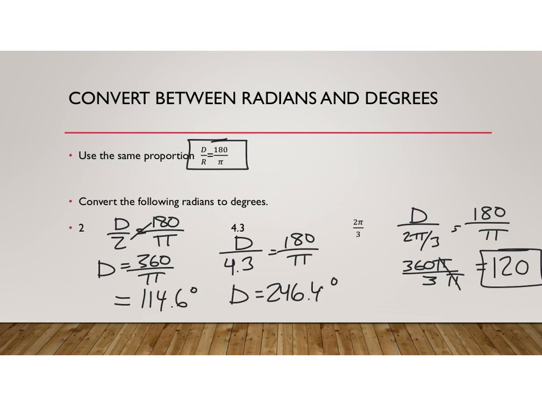Okay, hopefully that makes sense because we said pi is 180 degrees. So 2/3 of 180 is 120. And we'll talk about how you do that exactly in the next slide here.